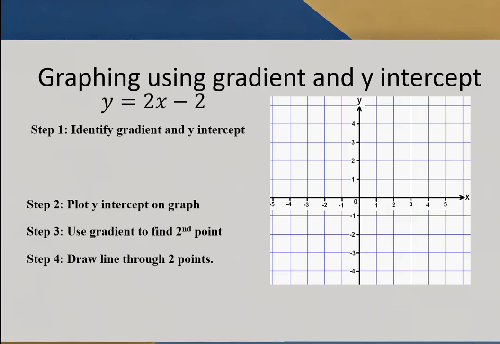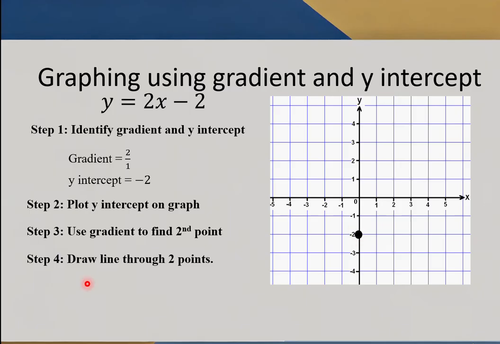So first thing, with our equation y equals 2x minus 2. Step 1, we need to identify the gradient and y-intercept. So straight away we can see our gradient here is 2 and our y-intercept is -2. The next part is we are going to plot the y-intercept on the graph. So that's this y-axis here and will be at -2.